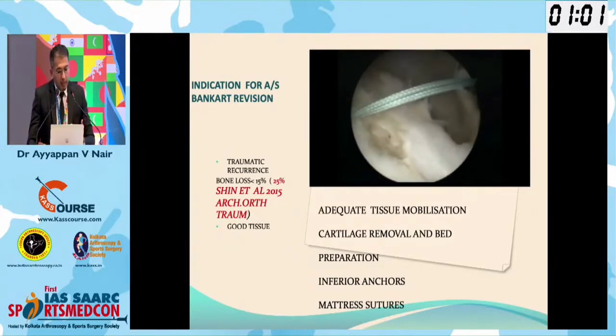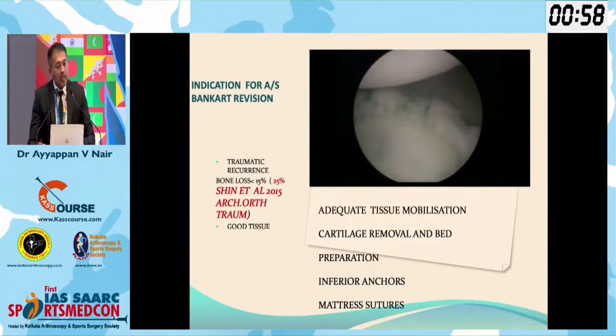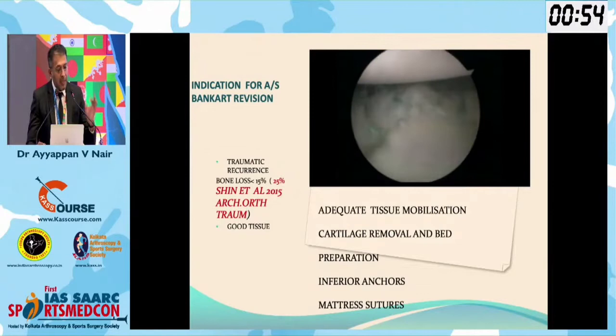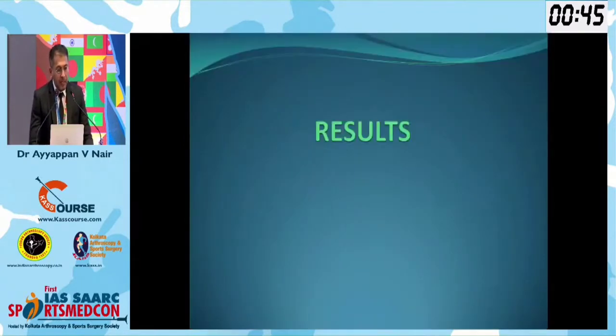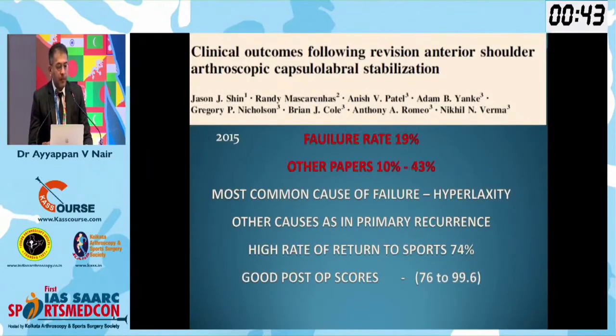If we are doing it, then these are the things to keep in mind. There should be adequate tissue mobilization, cartilage removal and a nice bed preparation, inferior anchor placement, and mattress sutures. This will definitely help in a nice revision. The results are the problem. When we look at the literature, these are the results.